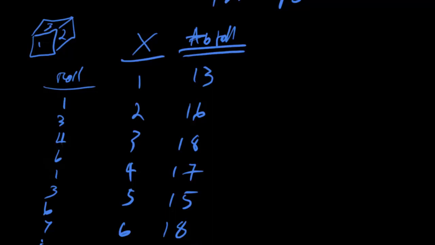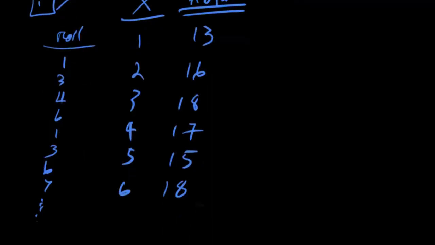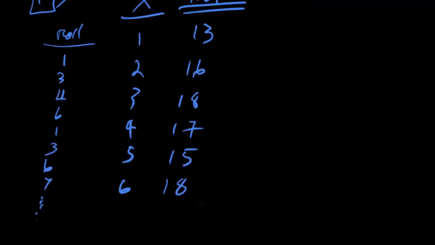Let's see what this adds up to. Let me scroll this down just a hair. Let's go ahead and add this up. Where's my calculator? 13 plus 16 plus 18 plus 17 plus 15 plus 18 equals 97. All right, well, let's change this 13 to a 16. And that gives us 100, right? So now I have 100 rolls.